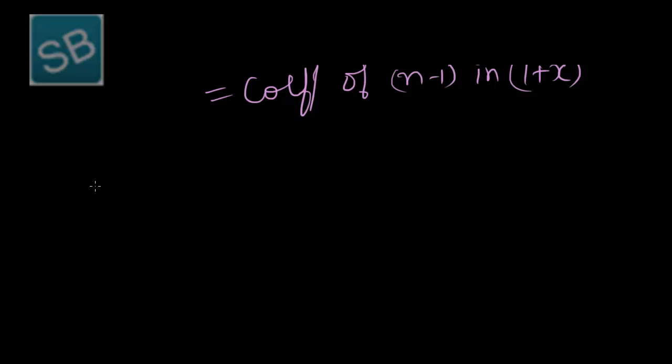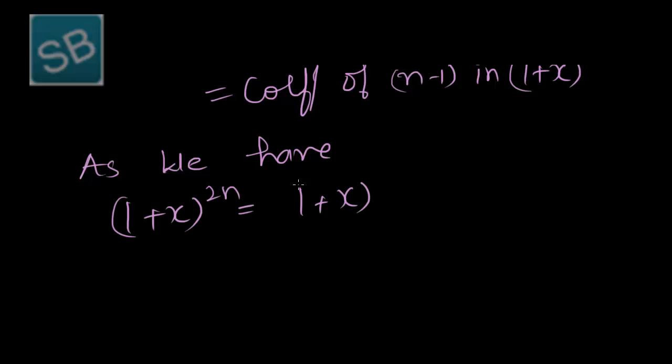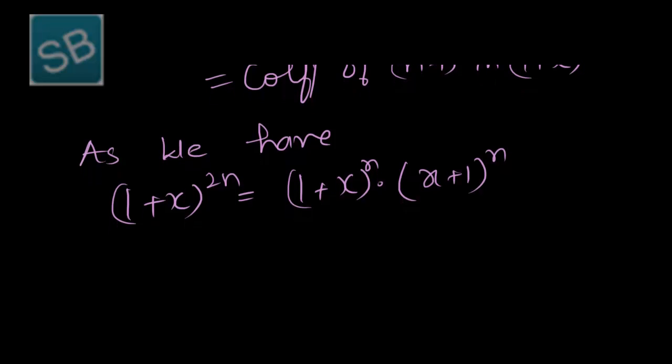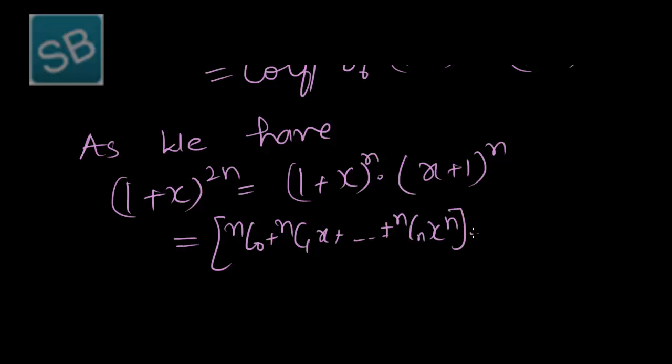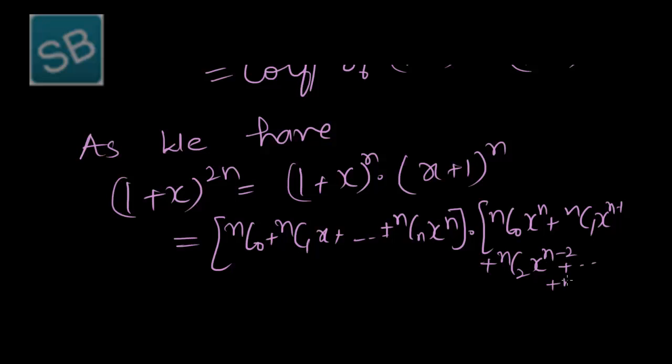Now we have (1 + x)^2n is equal to (1 + x)^n into (x + 1)^n. So it can be rewritten as (nC0 + nC1 x + so on nCn x^n) into (nC0 x^n + nC1 x^(n−1) + nC2 x^(n−2) + so on nCn into x). That is number 1.